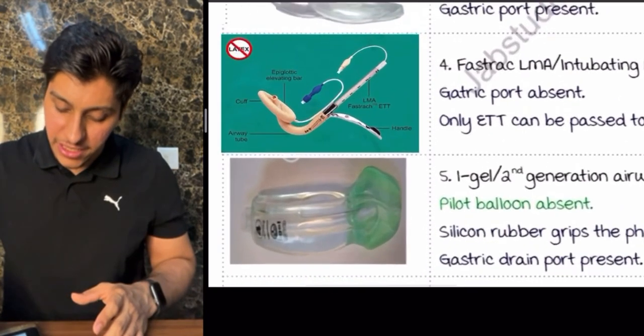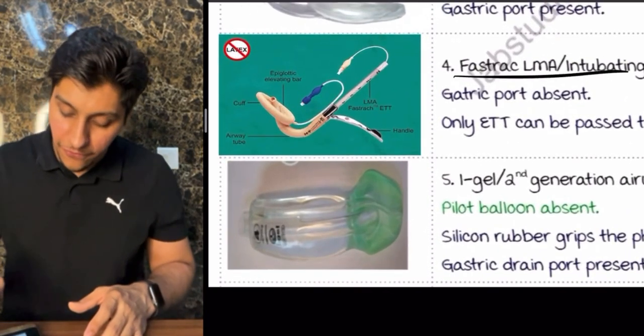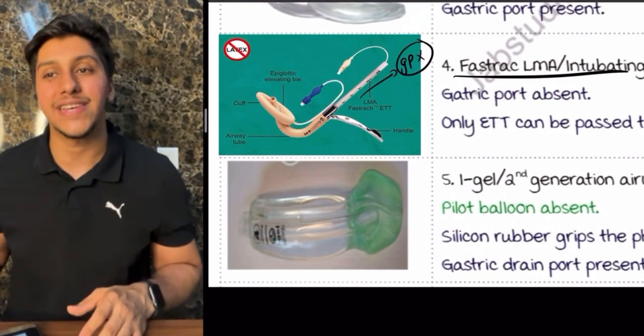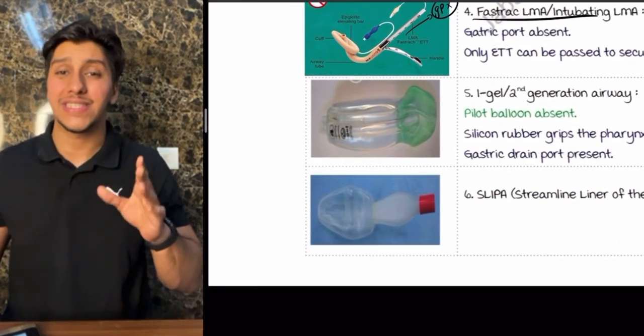Whenever you see multiple tubes like this, it is going to be a fast track LMA. Remember, in a fast track LMA, you don't have any gastric port. The gastric port is absent.